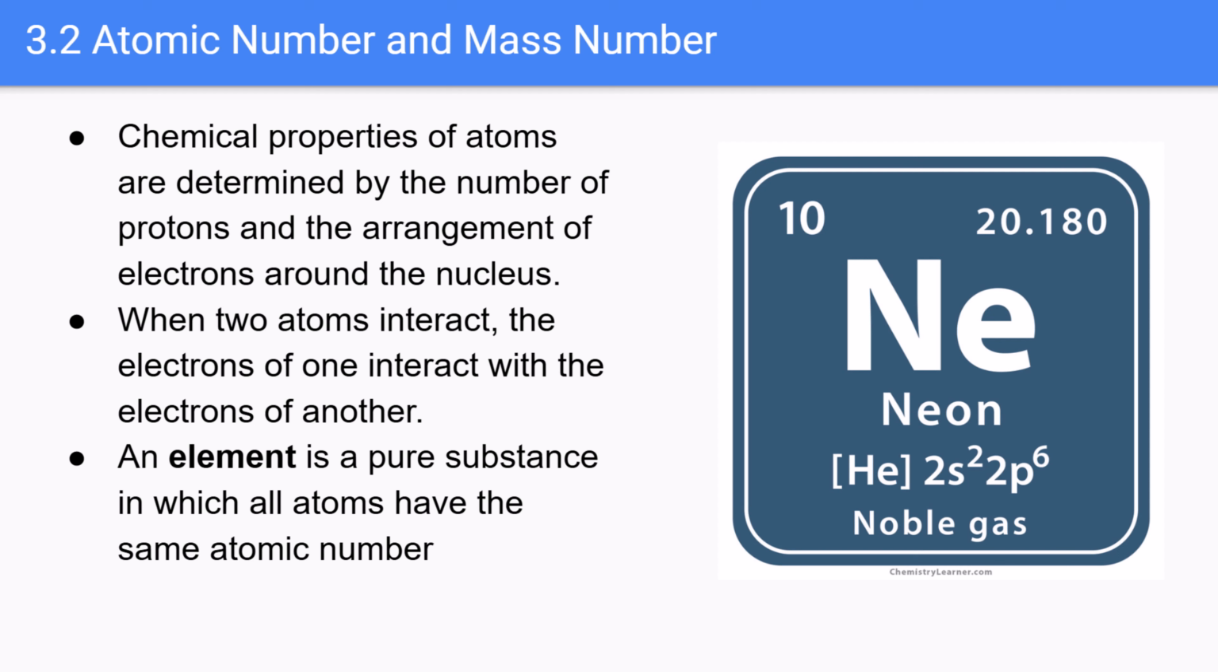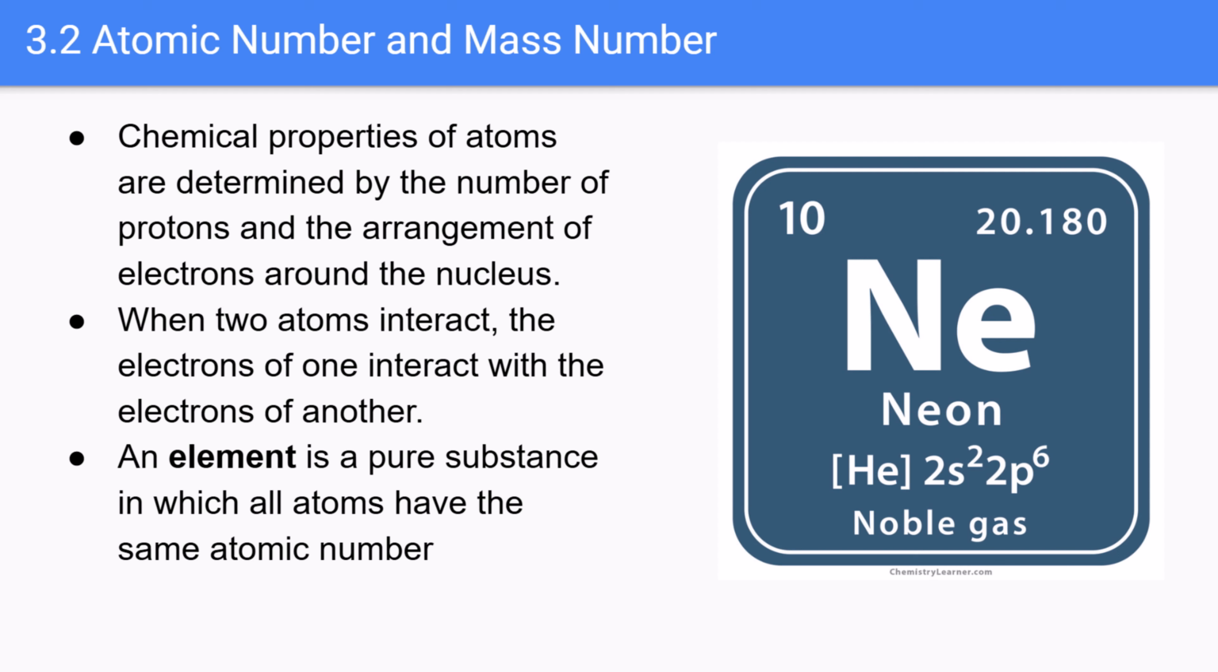So one thing to take into account is that chemical properties of atoms are determined by the number of protons and the arrangement of electrons around the nucleus. Remember that the number of protons is determinant of the type of atom that we have. So for example, all neon atoms are going to have 10 protons. And electron interaction is something that we're going to discuss a little bit later on, because the electron interaction will indicate to us how different atoms bond with each other, how they share electrons, how they might donate electrons. It's basically how chemical bonds are formed between different atoms.